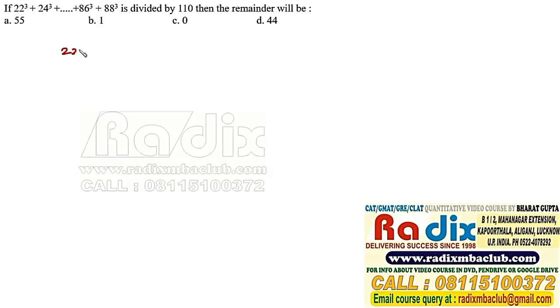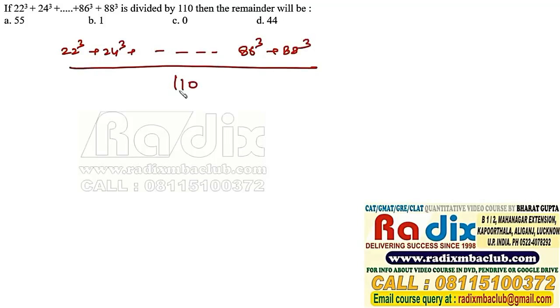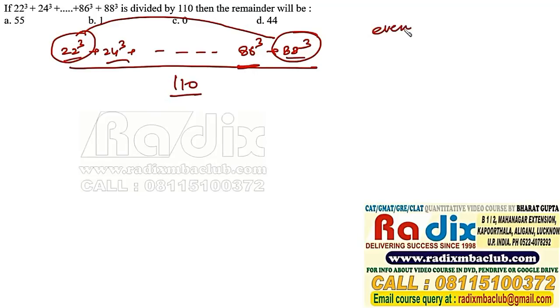We have 22 cube plus 24 cube plus so on, up to 86 cube plus 88 cube, divided by 110. The remainder is? See, first of all, for 22 and 88, x cube plus y cube is divisible by x plus y, or 110. So these two numbers will give us remainder 0, then 24 and 86 will give us remainder 0. Now the point is this: if we have an even number of terms, then we can make pairs, and there will be no leftover.